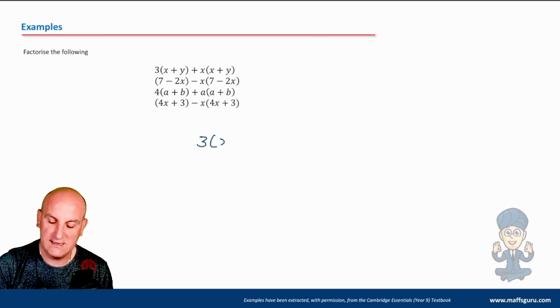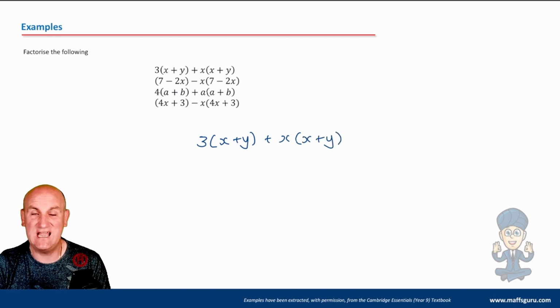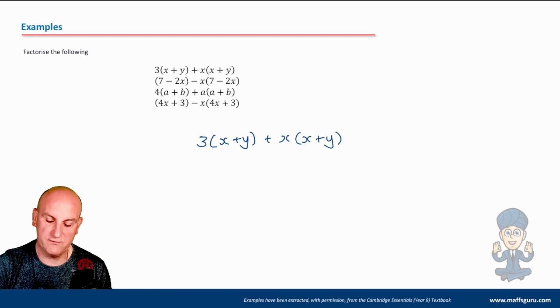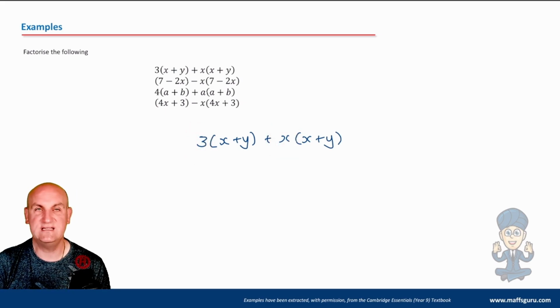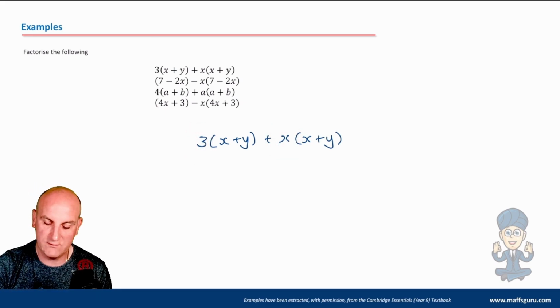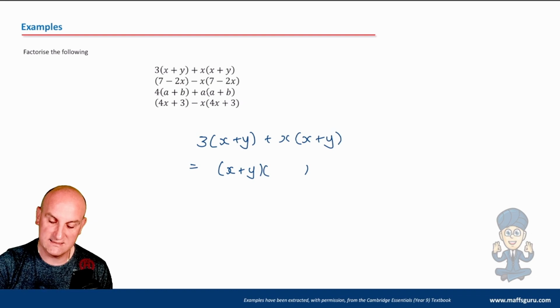So we've got 3 in brackets x plus y plus x in brackets x plus y. Right, so anything that is the same in the term, that is our highest common factor. So let's look at the numbers first. There's a 3 there, there's an x there. They're not numbers, they're not the same ones. The x is a letter, so I can't factorize out. But I've noticed I've got an x plus y and an x plus y. So what I'm going to do is I'm going to write the x plus y outside, keeping the brackets, and then I'm going to open another set of brackets.